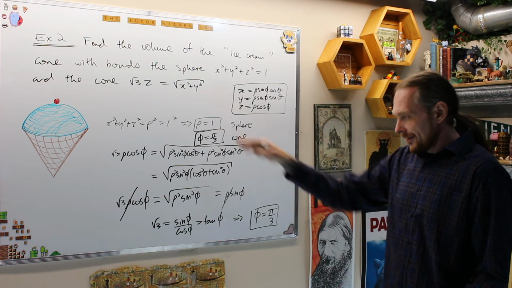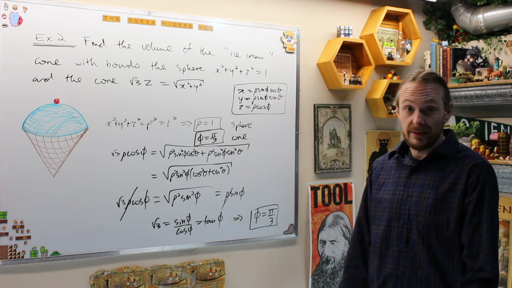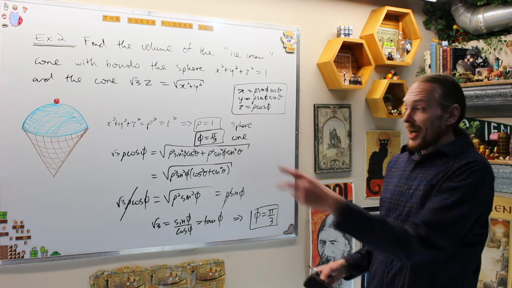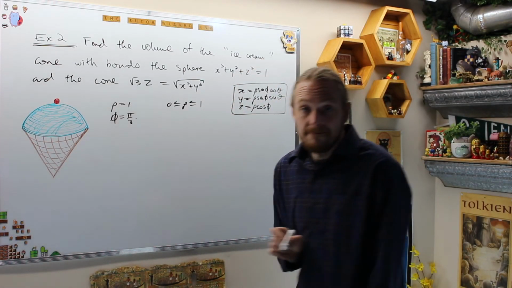Much nicer. And there's the practice of how to switch back and forth between rectilinear or Cartesian and spherical. Now we're going to use that information to describe our bounds and everything. What do we have now? Therefore, our bounds. This says 0 is less than or equal to rho is less than or equal to 1.